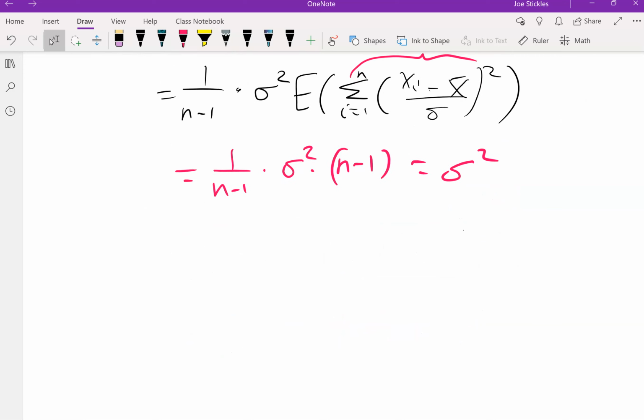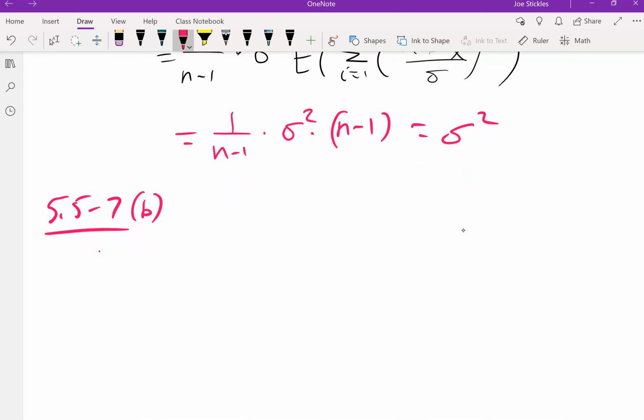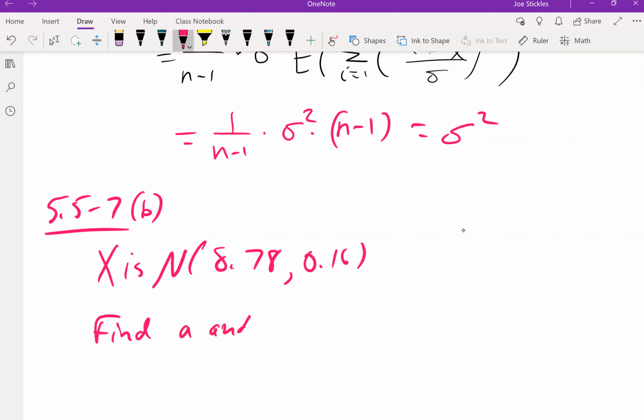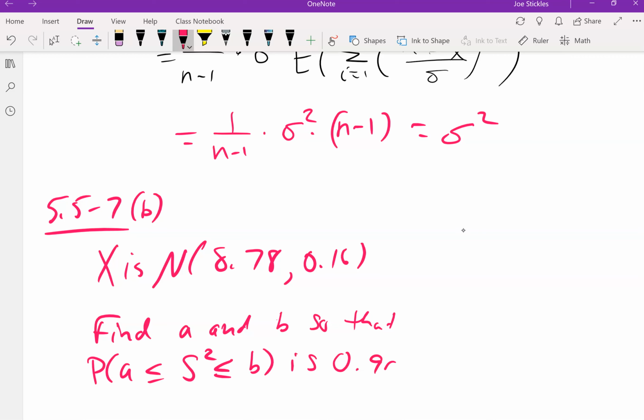So let's look at 5.5-7, and I want to look at part B. I'm not going to go through all the setup of this, but X is normal, with mean 8.78 and variance 0.16, and it wants you to find A and B so that the probability that S squared is between A and B is 0.9.